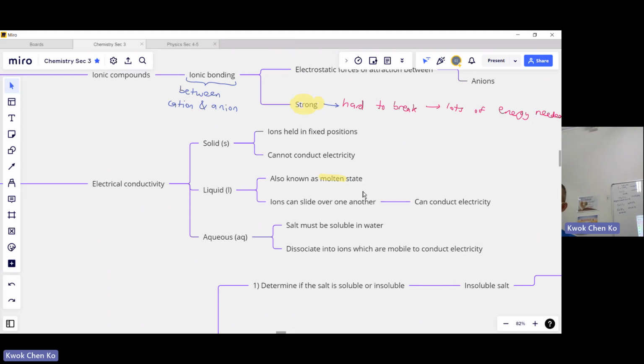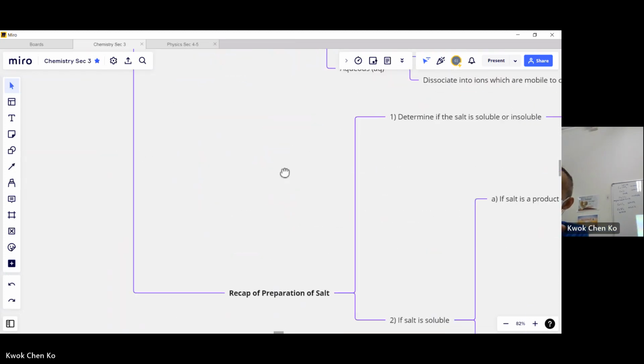Okay, last part will be the first part. Confirm coming up, just that you don't know which one. How to prepare salts? How many methods are there to prepare salts? Anyone can remember? Good. Only 3.